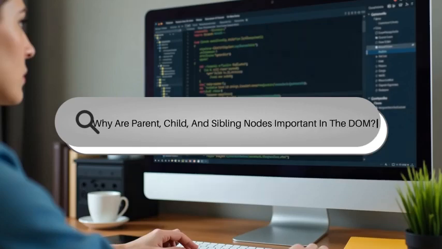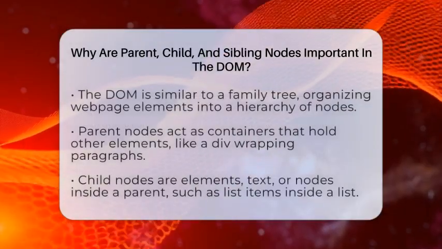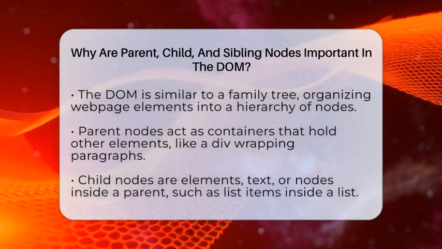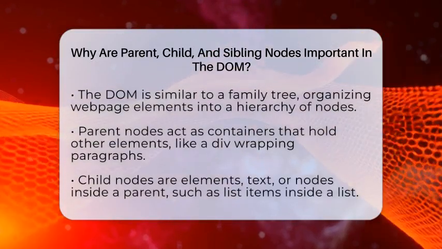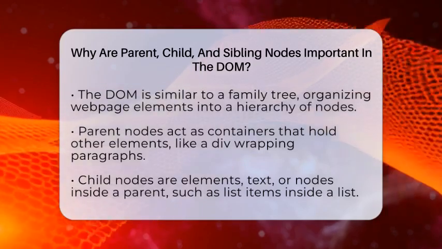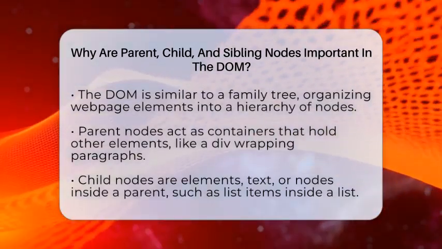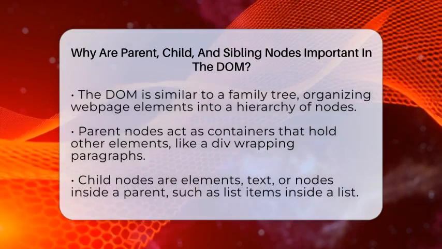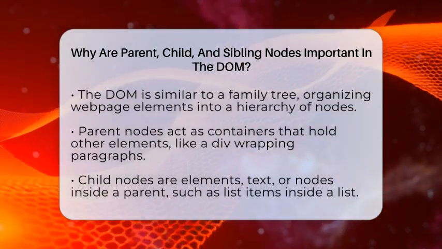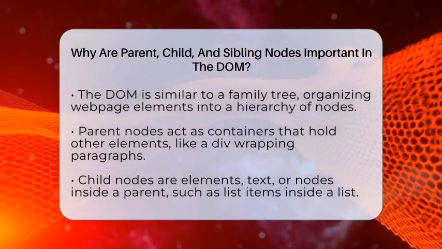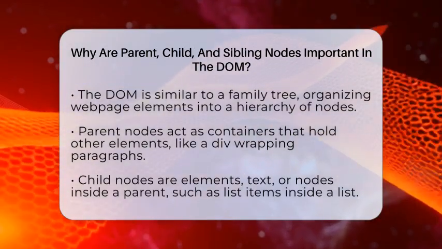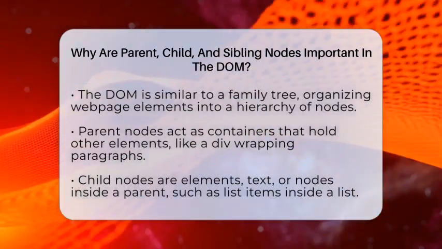Why are parent, child, and sibling nodes important in the DOM? Imagine building a family tree where each member has a specific role and relationship. In the world of web pages, the Document Object Model, or DOM, is like that family tree. It organizes everything on a web page into a structured hierarchy of nodes. These nodes include elements like paragraphs, images, and headings. Understanding how these nodes relate to each other is key to controlling and changing web pages effectively.